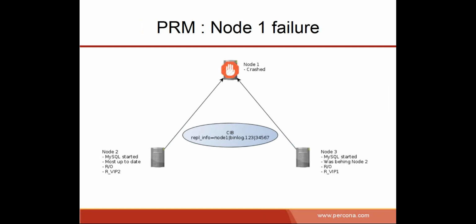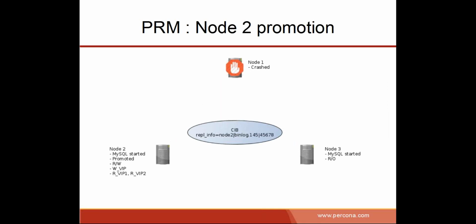What happens if the node crashes, the master crashes? Here we assume that node 2 is the most up-to-date node, and node 3 was lagging slightly. That means node 2 would be promoted master. As part of the same promotion process, we'll publish into the CIB the replication info, telling that now it's node 2, the binlog file has changed to 145, and the position also changed. It will start a VIP.